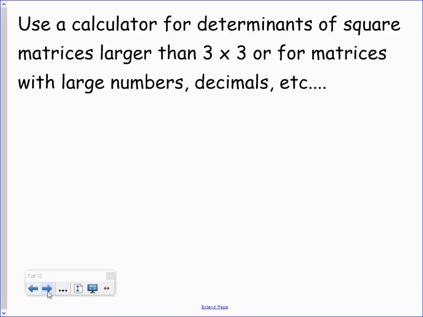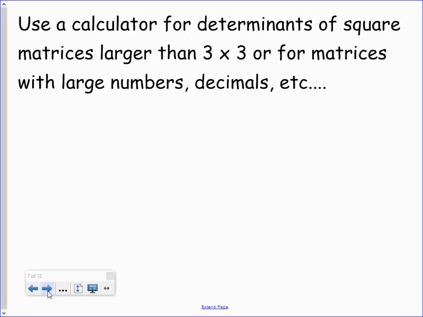I would suggest this going forward. I'm not going to give you these types of determinants on the test because you're not allowed to use a calculator, but I would certainly choose a calculator if my square matrices were larger than 3 by 3, or if I had really big numbers in a 3 by 3, or perhaps lots of decimals. Then I would probably work smarter, not harder, and use a piece of technology.